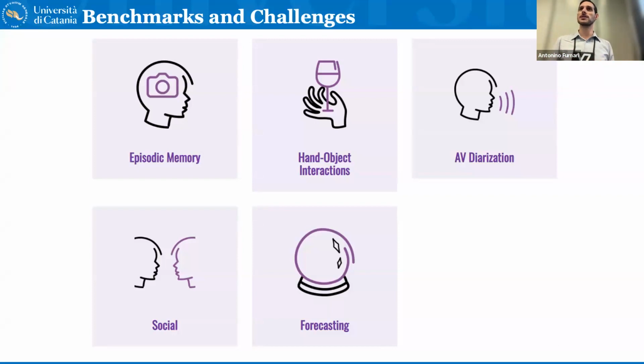Hand-object interactions, so understanding where the hands are and which objects they are interacting with. Audio-visual diarization, so modeling people talking and objects emitting sounds. Social interactions, understanding how people interact with each other, and forecasting, so predicting the future: what the person is going to do, which object they are touching, what is the next sequence of actions, or where their hands are going to move in the environment.